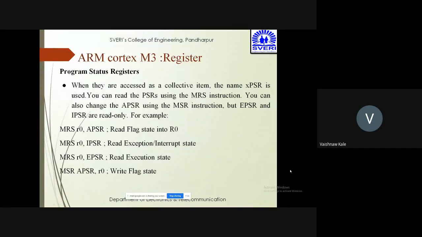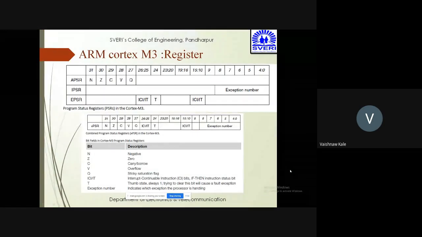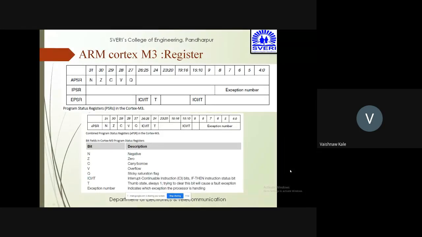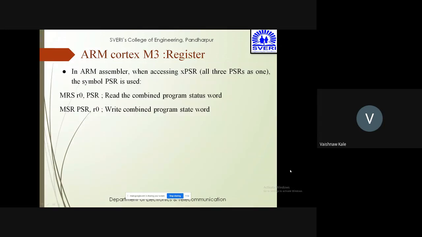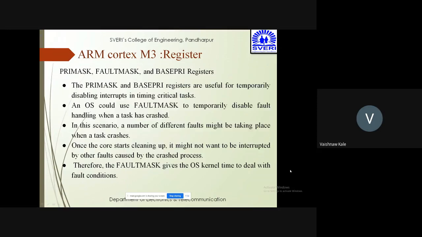So you can see this. MRS means for reading the exception and interrupt state. Again, MRS for read, MSR for writing. This is the APSR separately. Then IPSR, the exception number, separately. EPSR can be separately executed, but commonly it will become XPSR, that is, it will combine all the three together. Then these are the things.